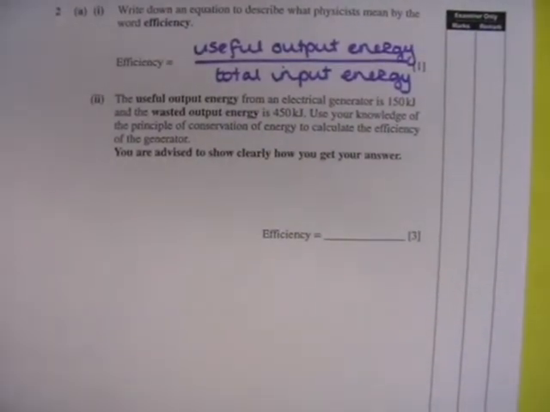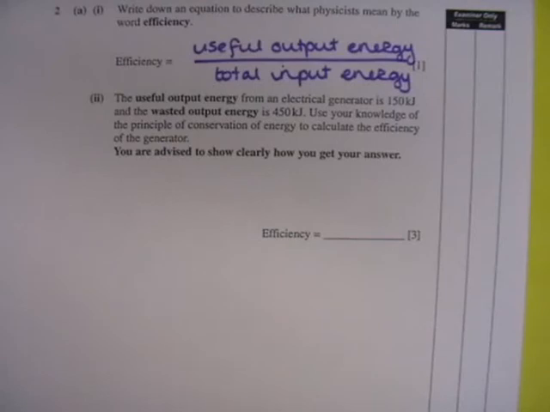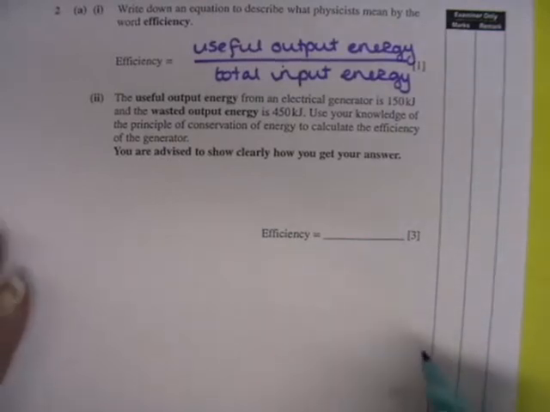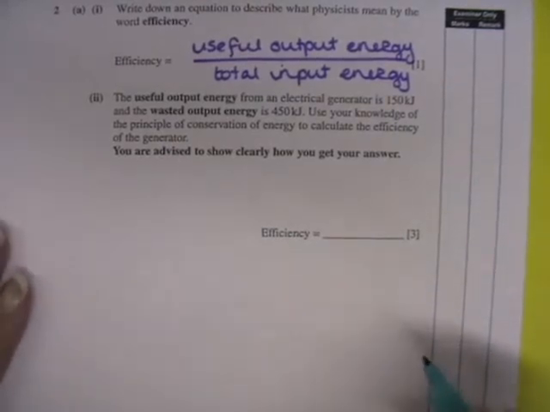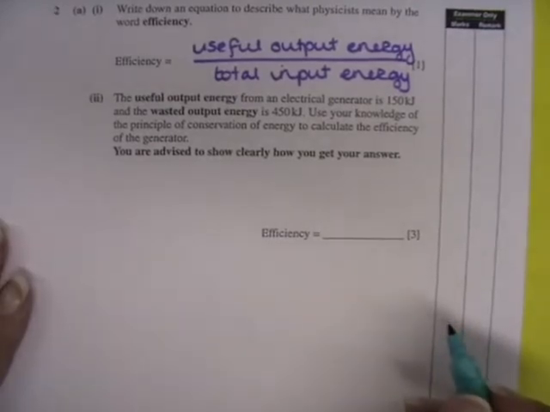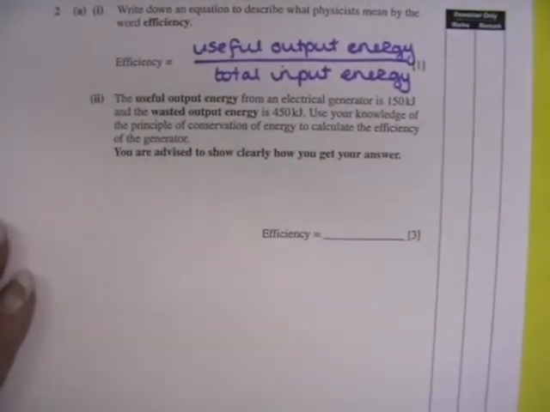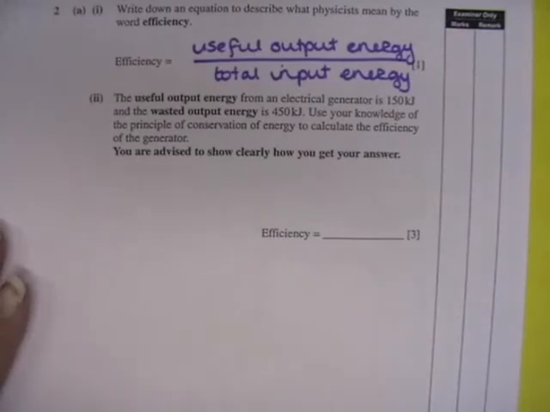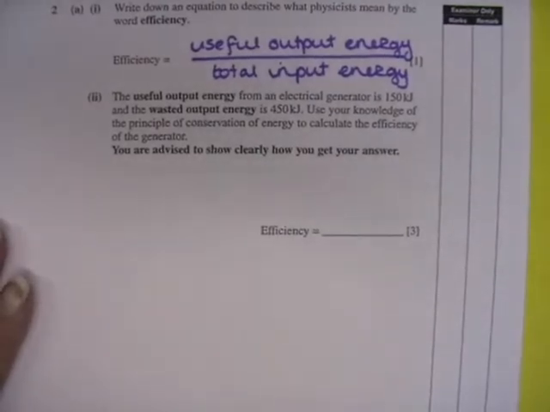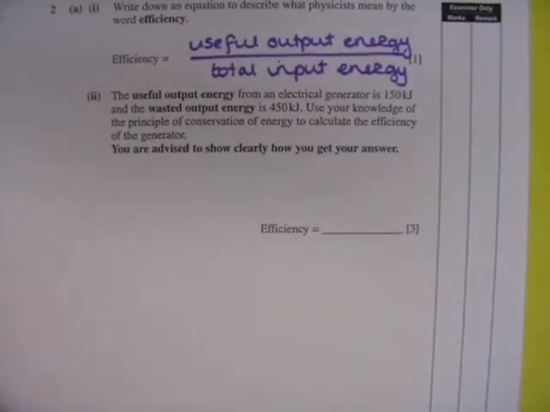Part 2. The useful output energy from an electrical generator is 150 kilojoules, and the wasted output energy is 450 kilojoules. Use your knowledge of the principle of conservation of energy to calculate the efficiency of the generator. Why are we referring to the principle of conservation of energy? Because it states that the total energy in a system is always constant, so energy cannot be lost, created or destroyed. It is changed from one form to another.